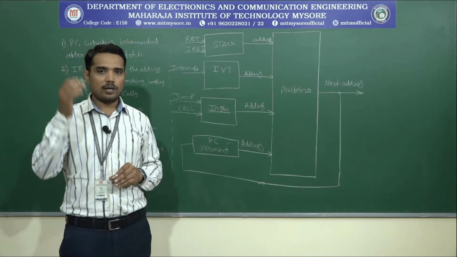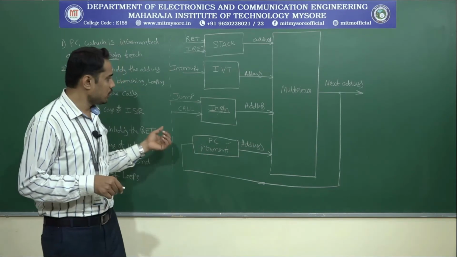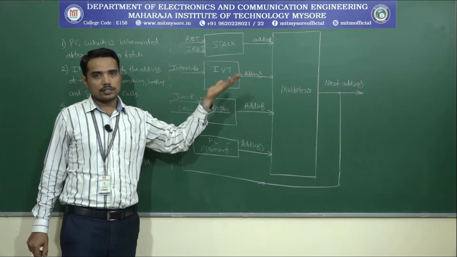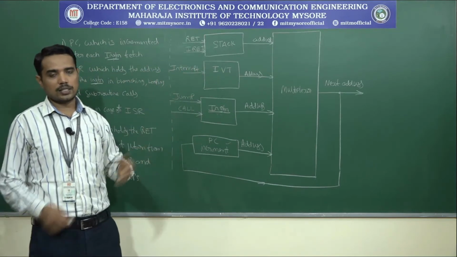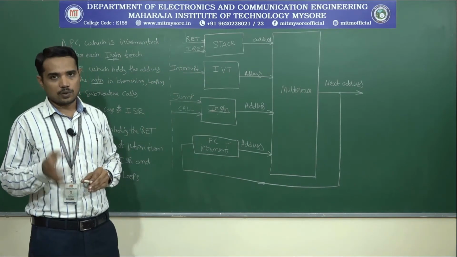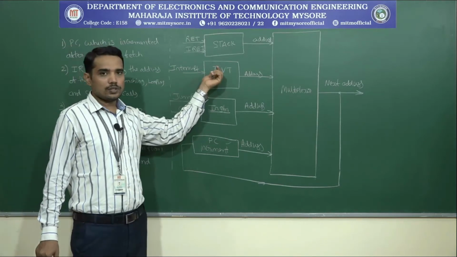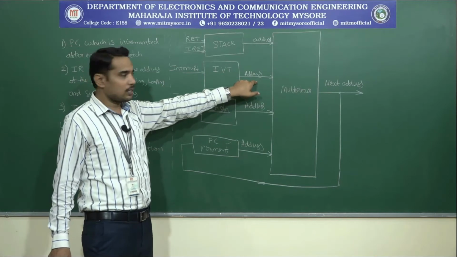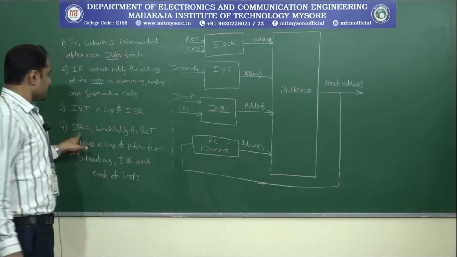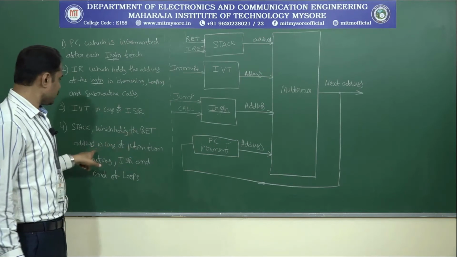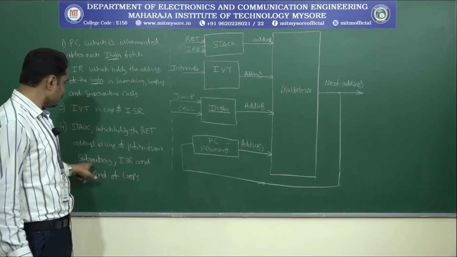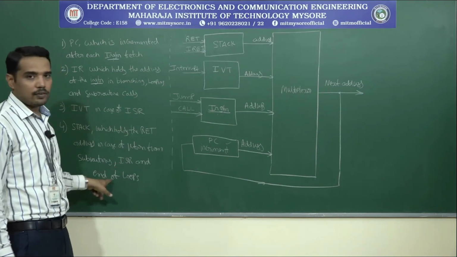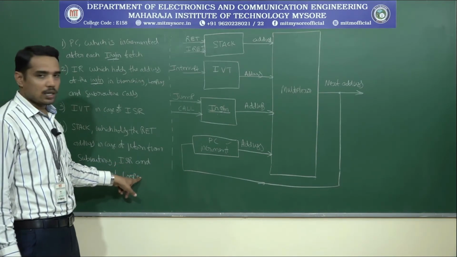By referring to the priority in the interrupt table, the processor will give the service. Before going to run the ISR, that is the interrupt service routine, the processor has to save its return address. For that purpose, this address is given. And the stack holds the return address in case of return from the subroutines, the ISR, and in case of end of loops with respect to the count value.